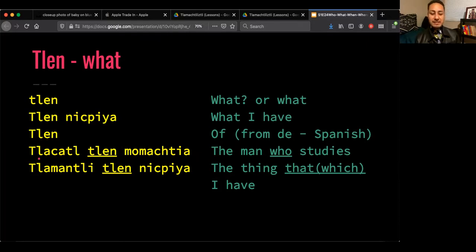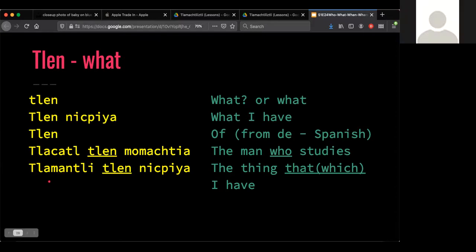So here I have this example, tlacatl tlen momachtia. So this would be translated as the man who studies. And you're thinking, okay, well, this tlen is not a person. This is a what, right? But it does. This is how you would construct the guy who studies. And in fact, you could even take away the word tlacatl and just say tlen momachtia, and it still is understood as the person who studies. You don't know if it's a guy or a woman, but if you just take off the tlacatl and say tlen momachtia, it's understood as the person who studies.